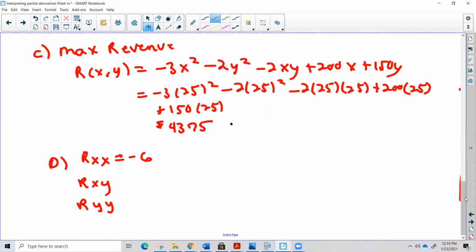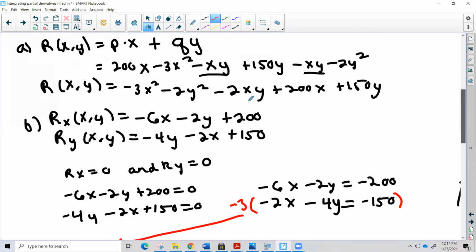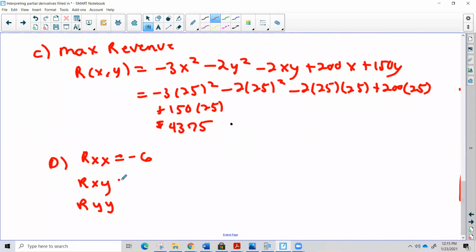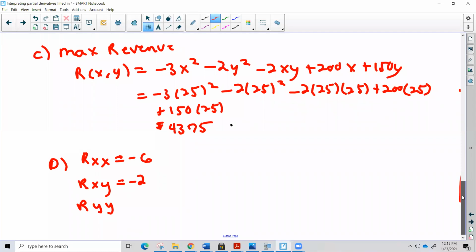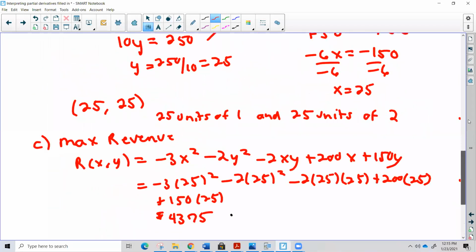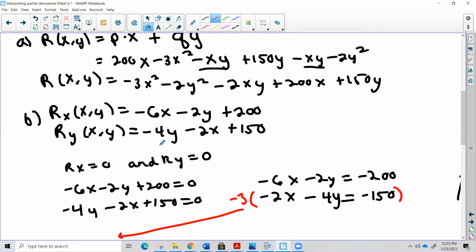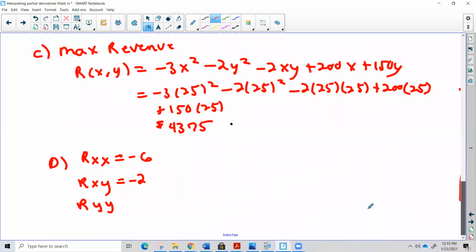Okay, doing that same one with respect to Y. Okay, this is a 0, this is a negative 2, and that's a 0. So I just get negative 2. And then R of YY. So here's my R of Y. The derivative of negative 4y is negative 4, and then nothing else has a y, so all of them are 0. So it's just negative 4.